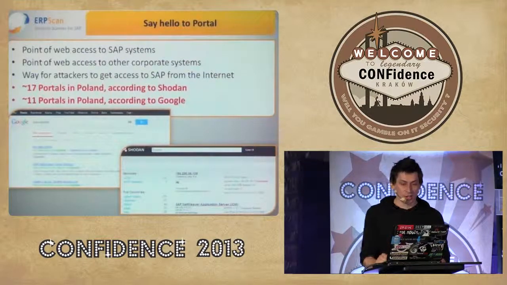For instance, search engines can also help you find about 17 SAP portals in Poland: 17 according to Shodan, and 11 according to Google.